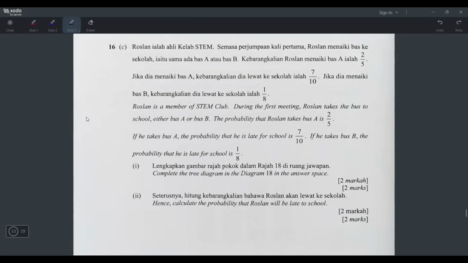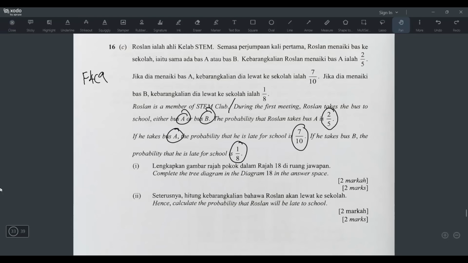Okay, 16C, this one is confirmed from Form 4 Chapter 9, the probability chapter. Roslan is a member of the STEM club. During the first meeting, Roslan takes the bus to school, either bus A or bus B. The probability of Roslan taking bus A is 2/5, so for bus B it will be 3/5. If he takes bus A, the probability he is late is 7/10. If he takes bus B, the probability that he is late for school is 1/8. Complete the tree diagram in Diagram 18 in the answer space.